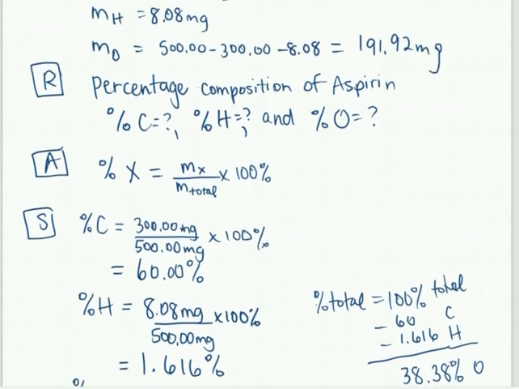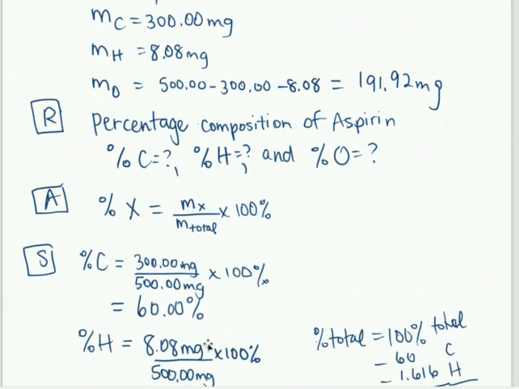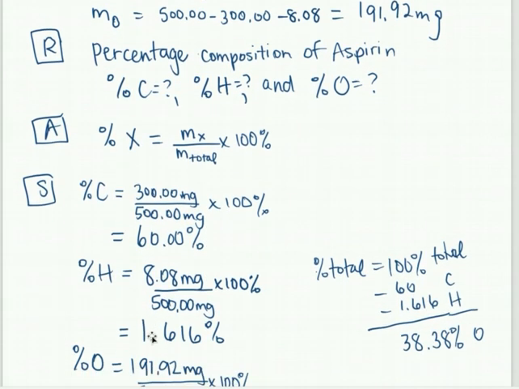It was just literally like if the test had 500 questions, you got 300 right. You got 8 right. You got 191 right. So what percentage did you get on your test? These are the percentages. So that's how you can think of it.